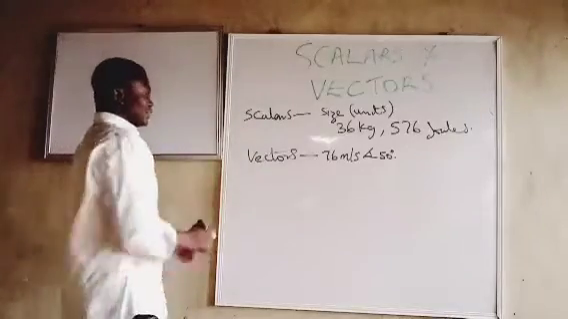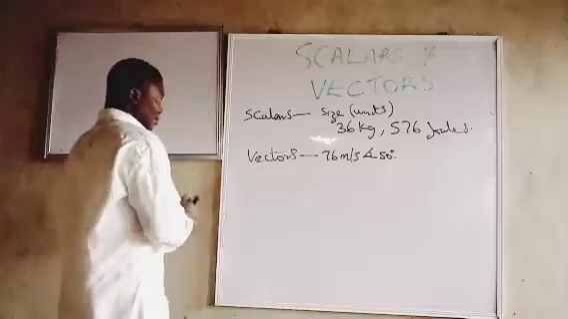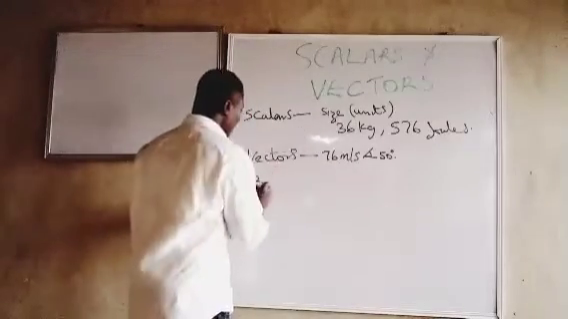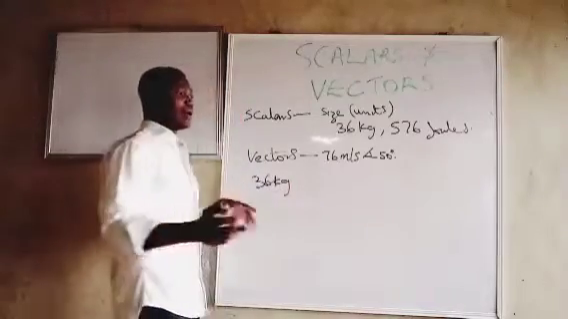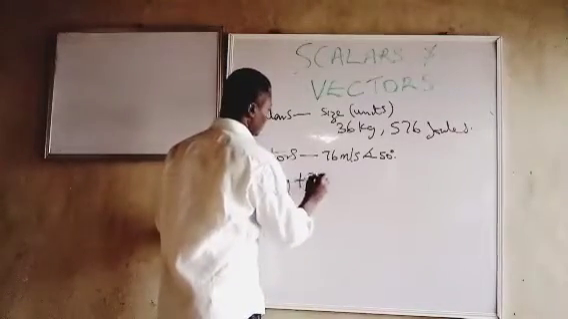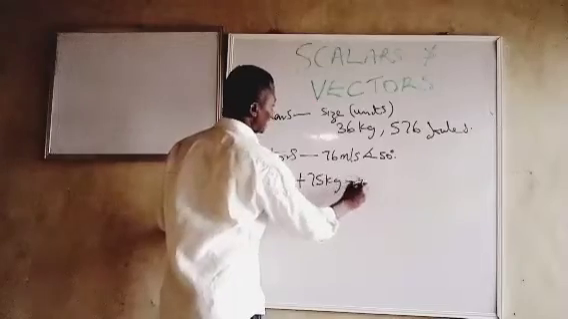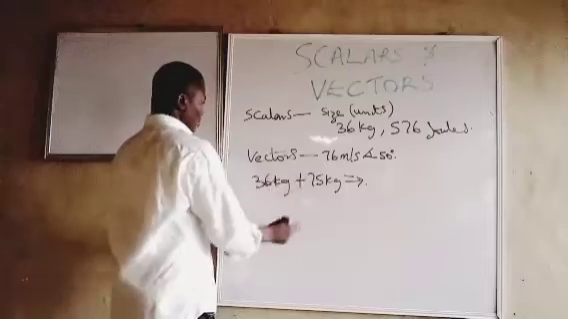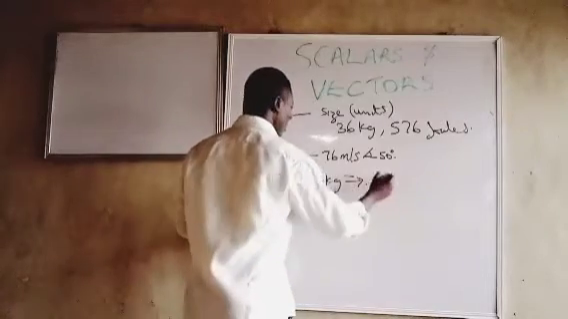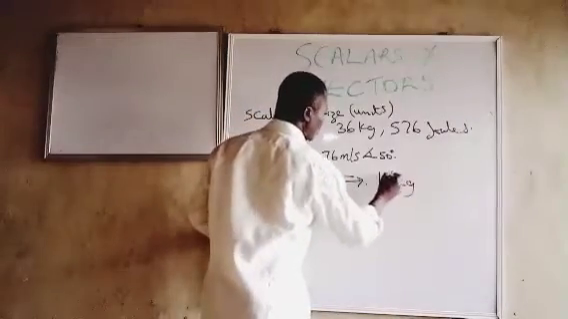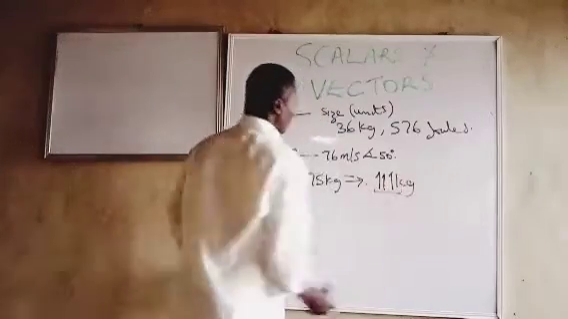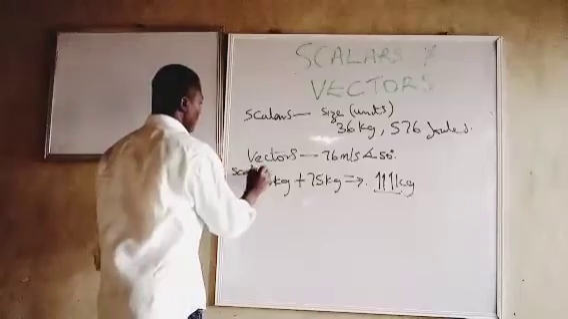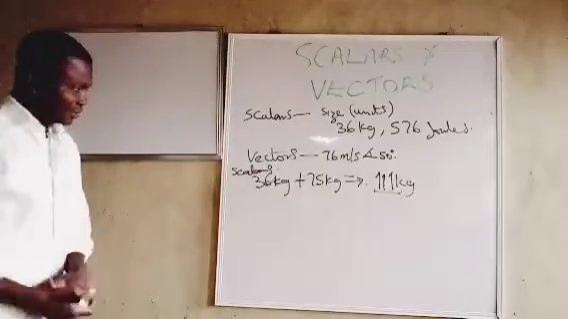If I want to add scalars, I can just do the normal algebraic process. Like if I have something that weighs 36 kg and another thing that weighs 75 kg, how do I add them? I will just say 75 plus 36 kg, 111 kg. That's how I add scalars. These are scalars. But let's look at vectors.